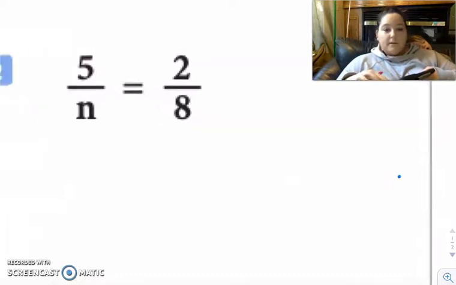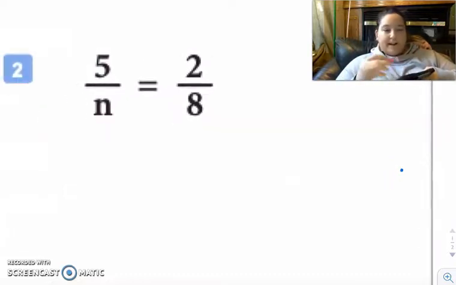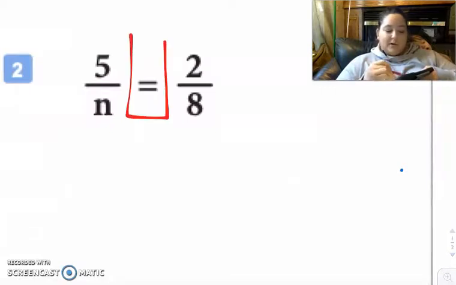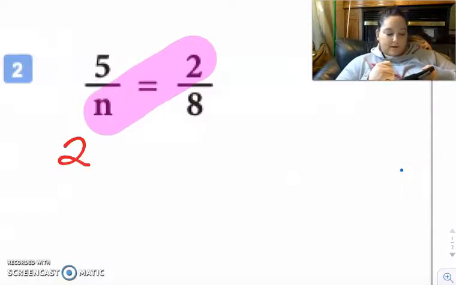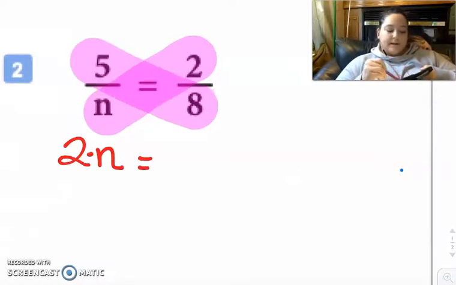Okay. All right. So for this one right away, I noticed that it's hard to use a giant 1 for 5 over n equals 2/8 because I can't do 2 times anything to make 5. Okay? So for this one, I am going to use the cross multiplication. So I can multiply n times 2. That gives me 2 times n, or 2n. And on the other side, I've got 5 times 8, which is 40.